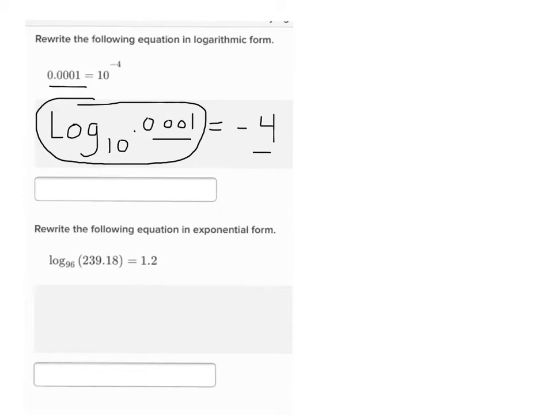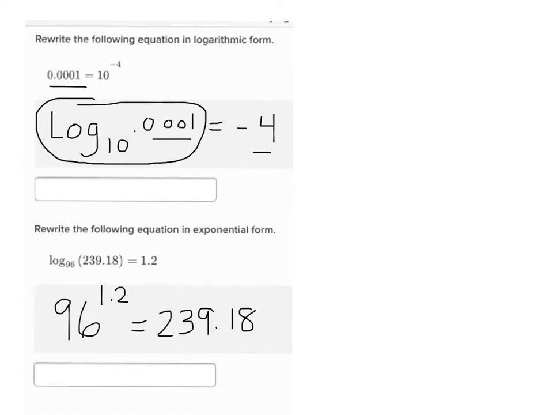And so now let's look at this one. It says rewrite the following equation in exponential form. So we know we have our base 96 raised to the 1.2 power, and that should equal 239.18. So let's do that. 96 raised to the 1.2 power should equal 239.18. And the way you can check and see if you did this right is get your calculator out and raise 96 to the 1.2 power and see if it equals this.